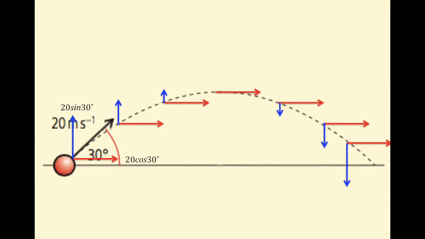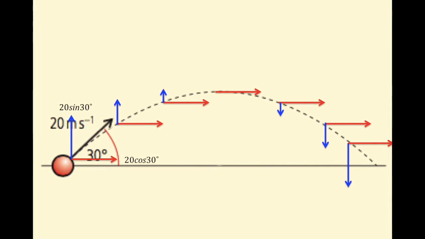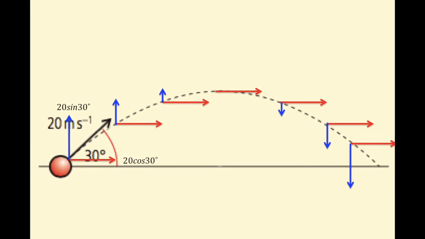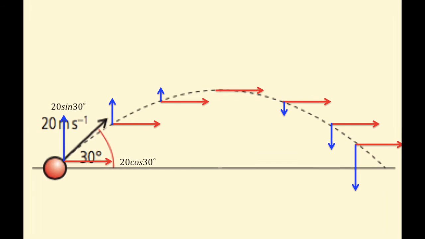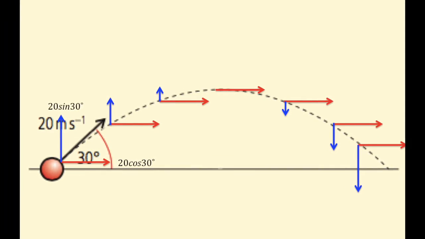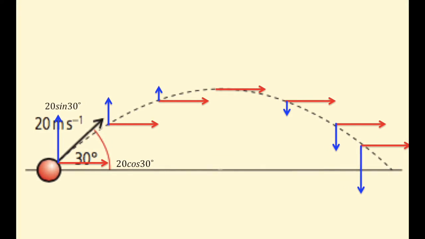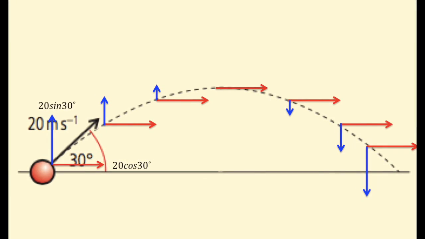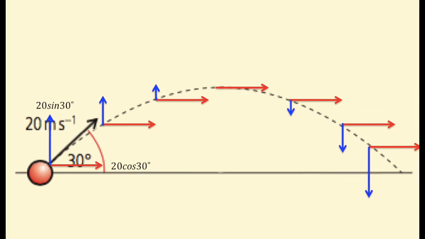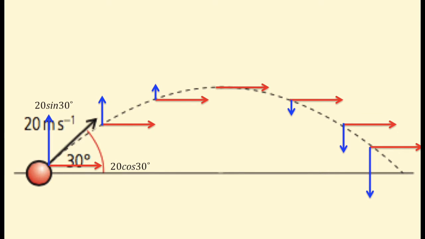We can see that the velocity of the horizontal component is 20 cos 30, and it will stay 20 cos 30 even till point C. And for the vertical component, it is 20 sin 30, and it will also be 20 sin 30 at point C, but at point B, it will be 0.